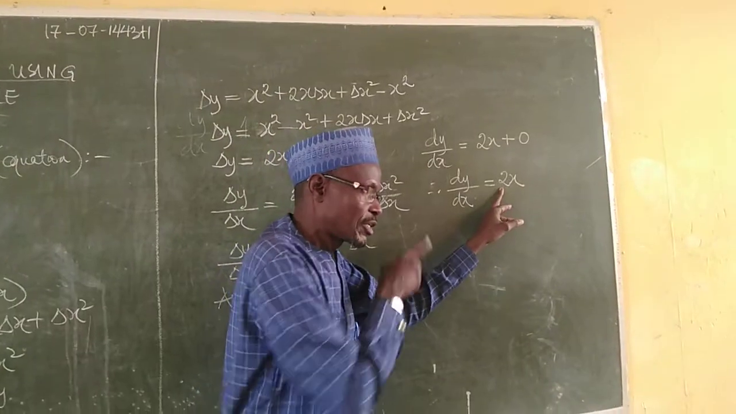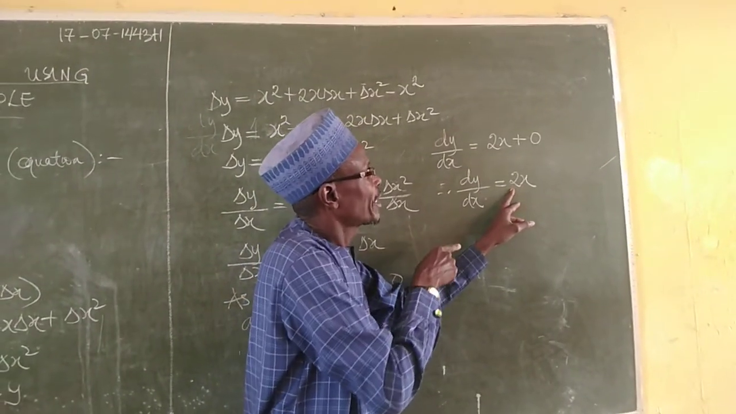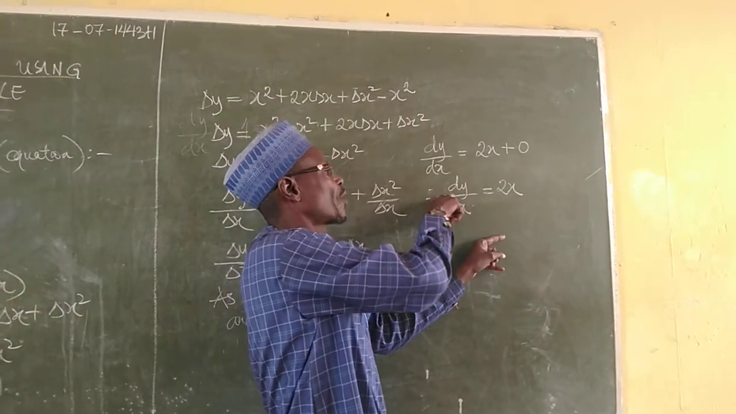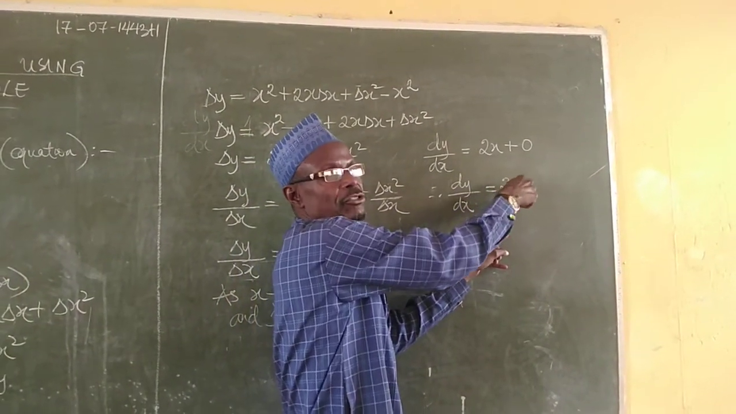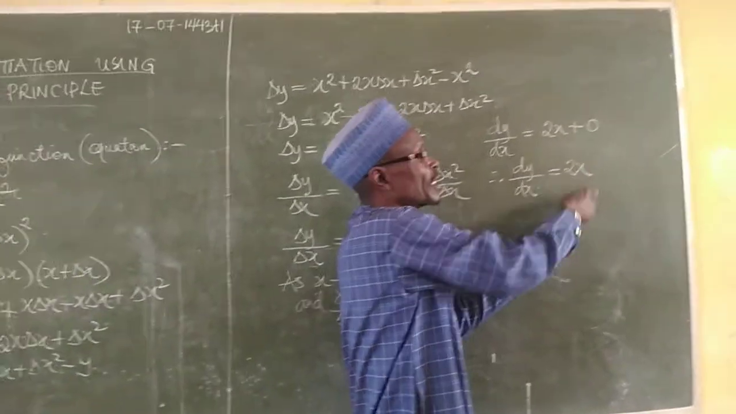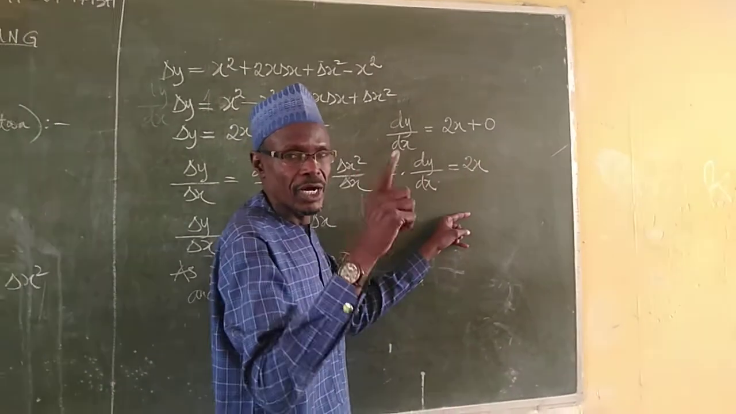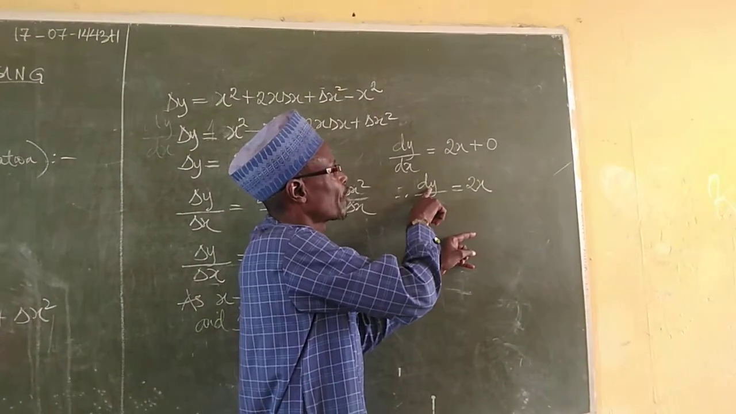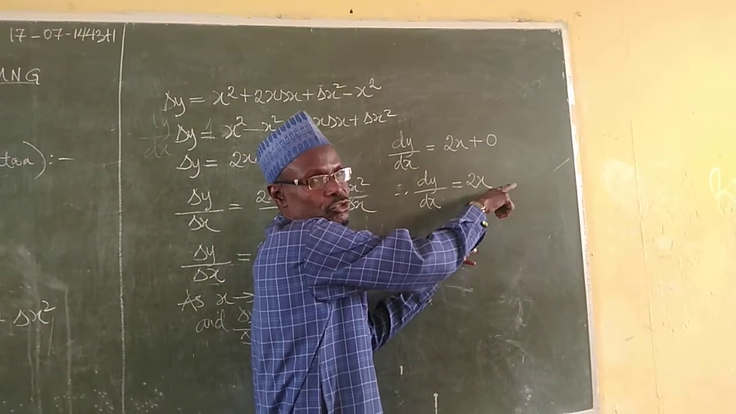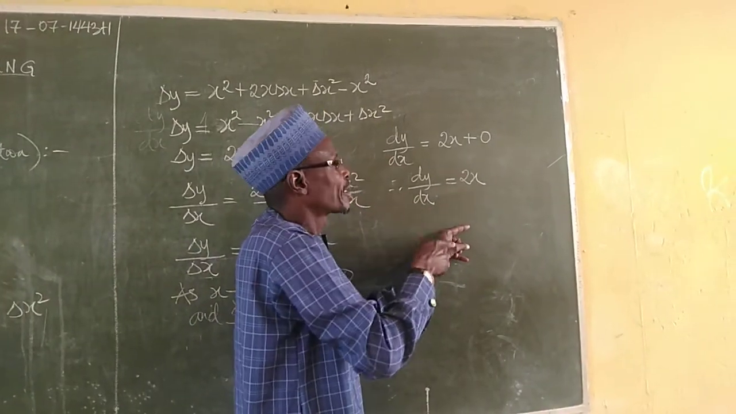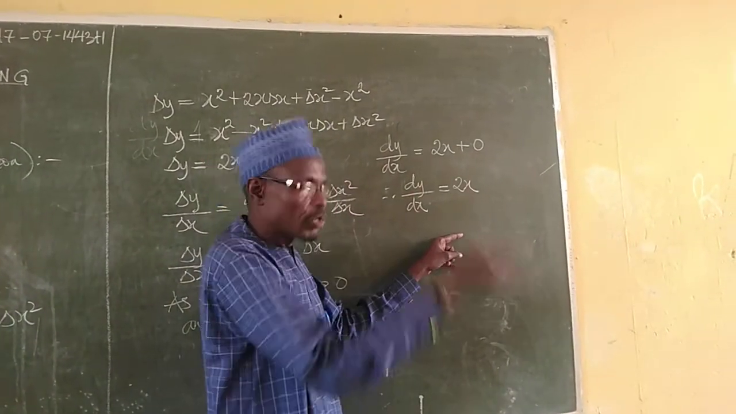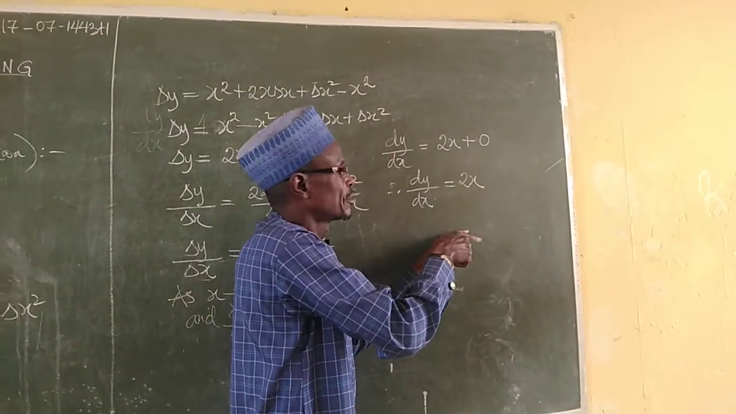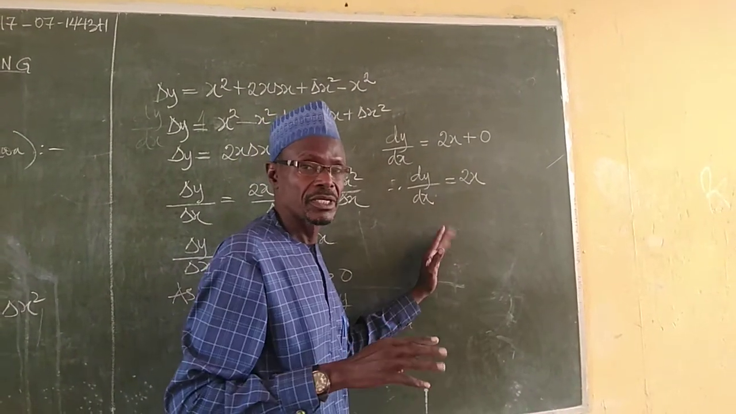What this means is that whenever there is an increment in x, the corresponding increment in y will be 2 times that increment of x. That is the meaning of this. Assuming now we have an increment 1 in x, then obviously the corresponding increment in y will be 2 times 1, which is equal to 2. So whatever increment we have in x, the corresponding increment in y will be double that of x. This is the meaning of this. So this is why we are stopping in this video.